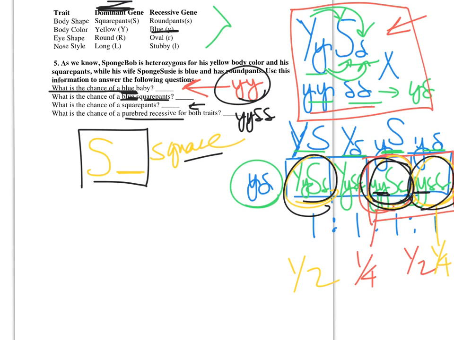So if they didn't ask us, what is the chance of having a yellow baby? But if they did, if you wanted to know about just yellow, and we know yellow is dominant from up there, we would go with, I'm out of colors, go with red. Here's a big Y, and here's a big Y. So yellow, right, is big Y blank.